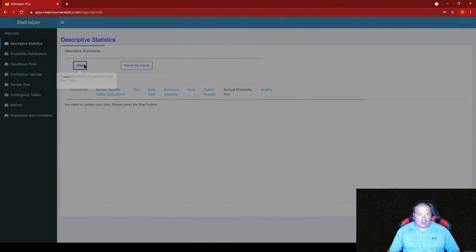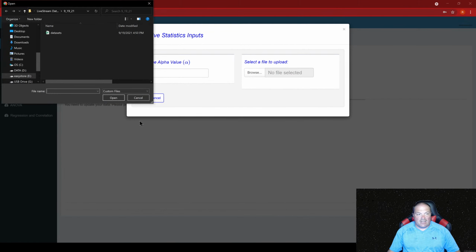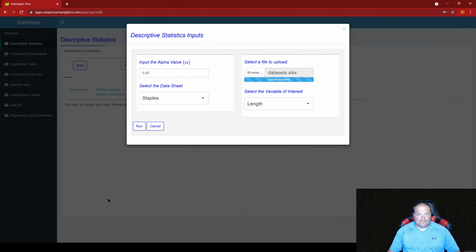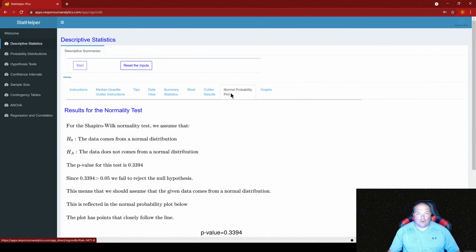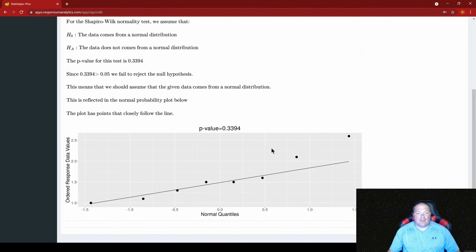Click reset, go to start, go back and get our data again. Go to extensibility. Now instead of using H, we're going to use P. Click run. Go to the normal probability plot. Now here we're getting 0.3394.